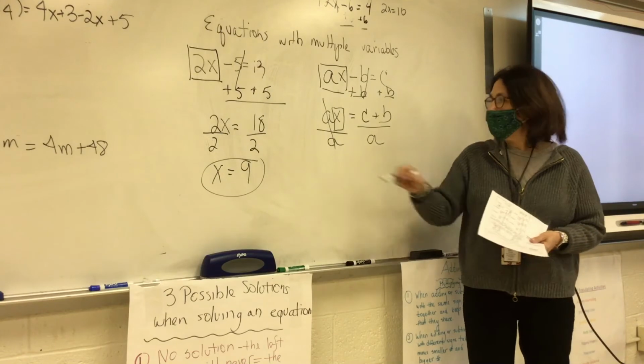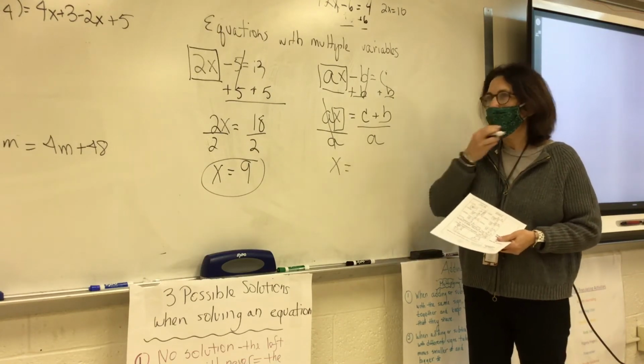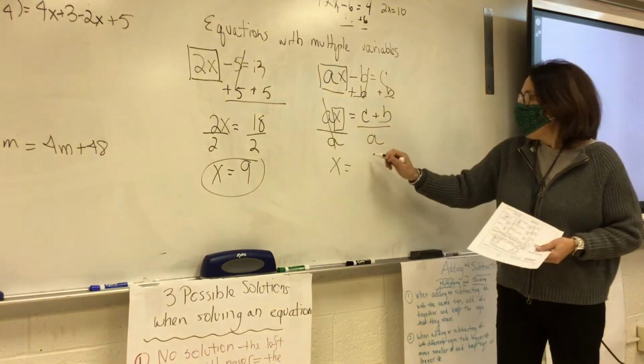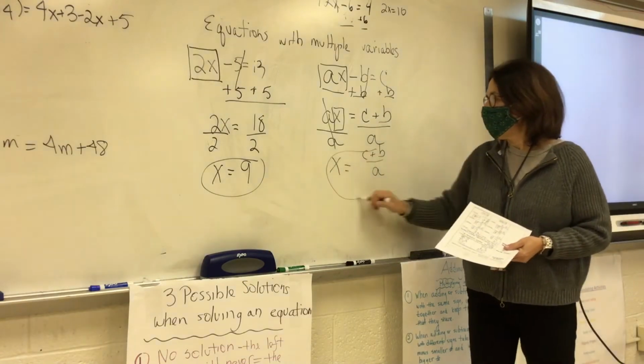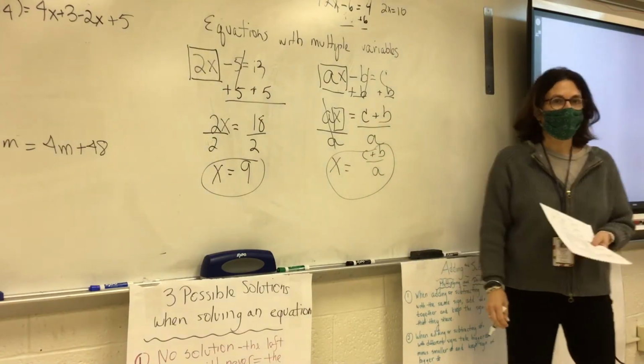It cancels out. x equals (c plus b) over a. We have now gotten x all by itself.